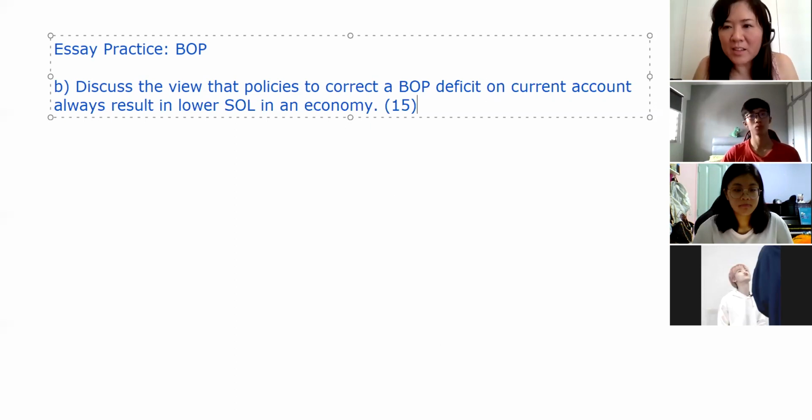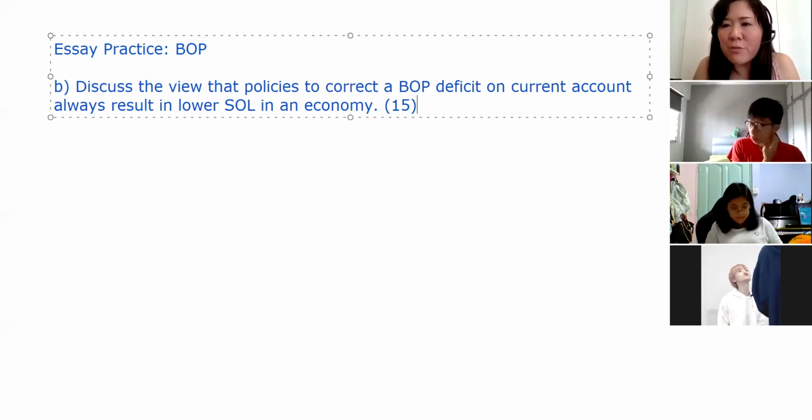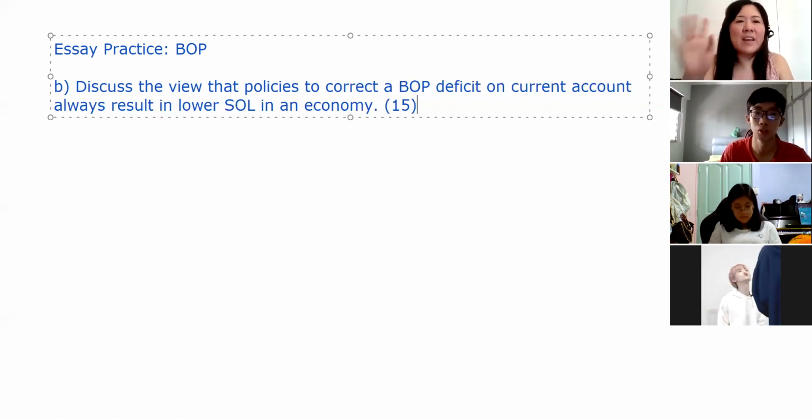an economy. You notice that the question is quite indirect and challenging simply because there are three variables here: BOP deficit on current account, SOL, as well as policies. Usually in a question there are only two variables, so you may start at one end point, that's all. But now there are three. So think very carefully.